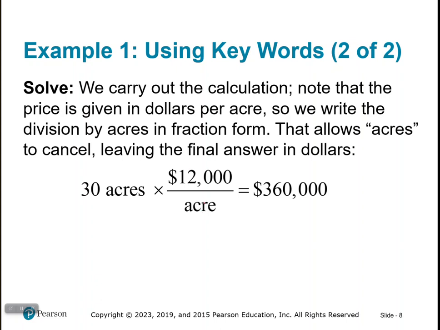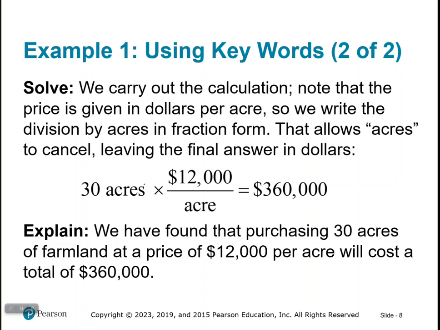So we write the division of acres in fraction form. That allows acres to cancel out. All right, we might cancel out acres. And now dollars is the only unit left. 30 times 12,000 is $360,000.